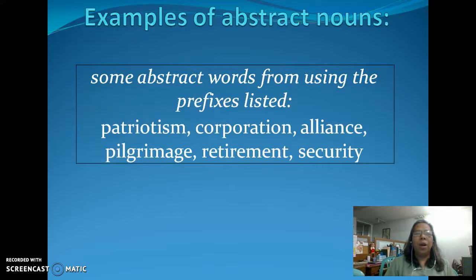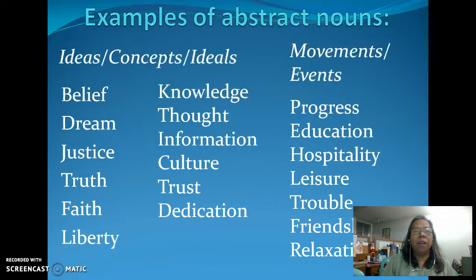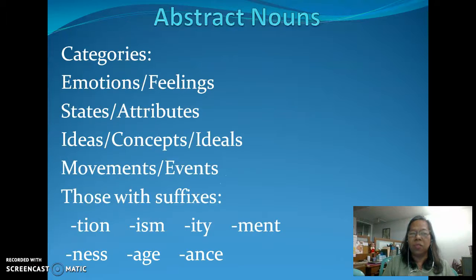Okay? So, again, let's review. Abstract nouns are those nouns, okay, which tell of conditions or qualities or ideals. And they can be categorized into emotions or feelings, states and attributes, ideas, concepts and ideals, movements and events, and those that are formed by adding the suffixes.